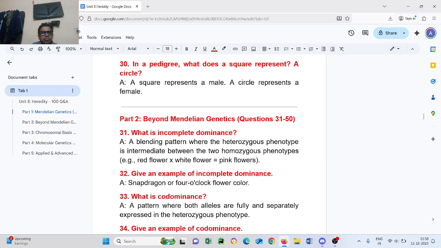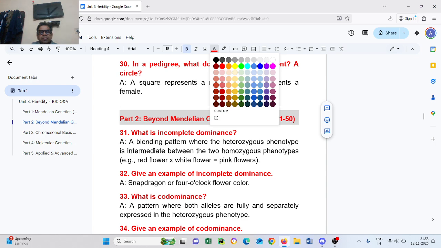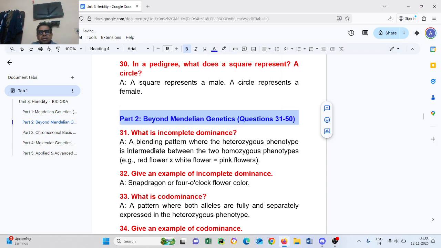Now move to part 2, beyond Mendelian genetics. Questions 31 to 50. What is incomplete dominance? A blending pattern where the heterozygous phenotype is intermediate between the two homozygous phenotypes. Example, red flower multiplied by white flower equals pink flower.